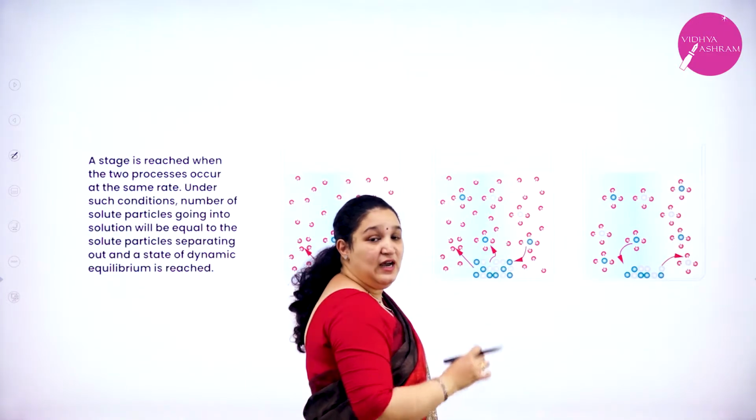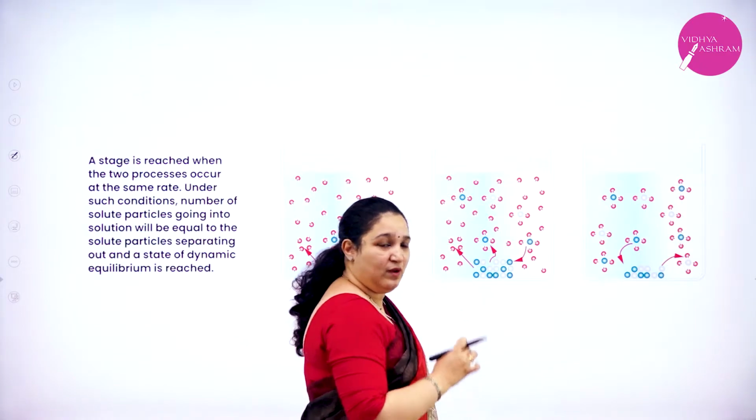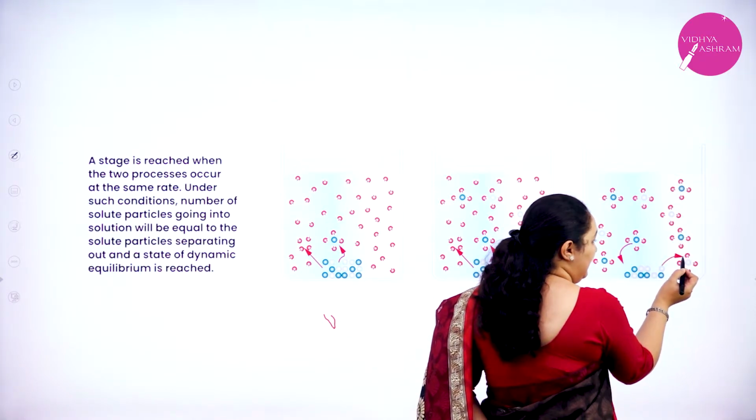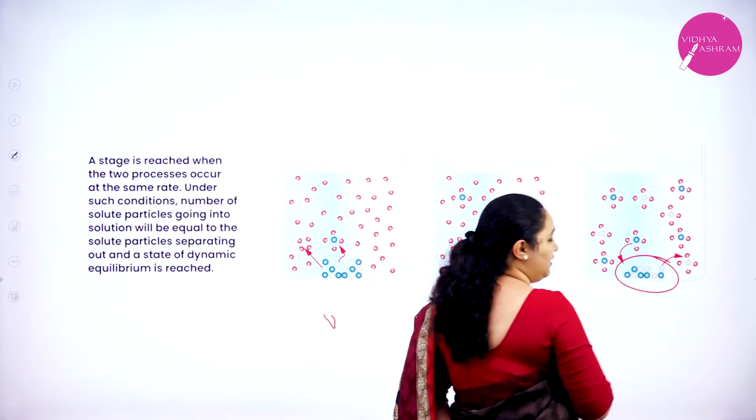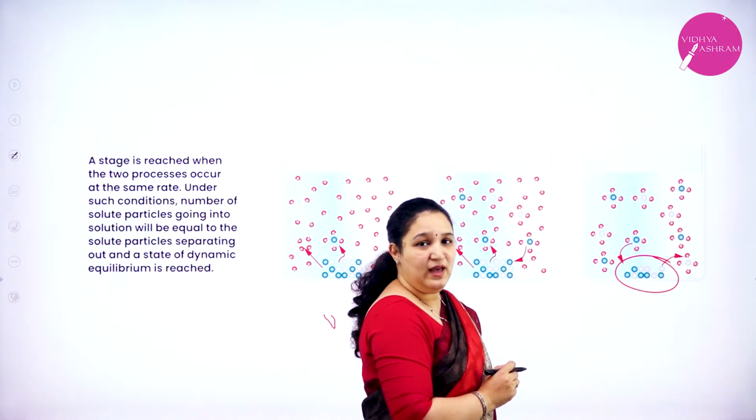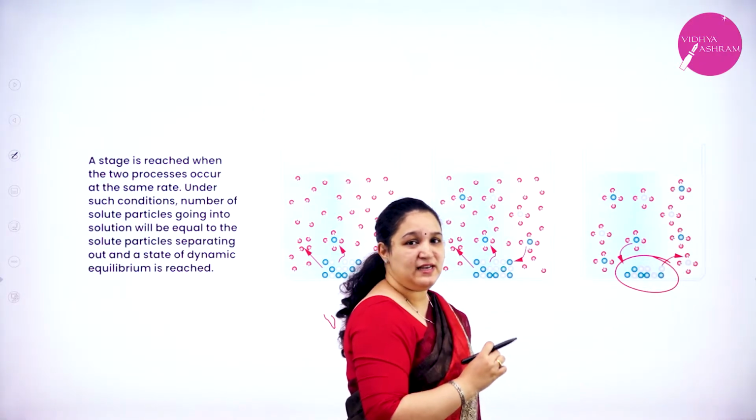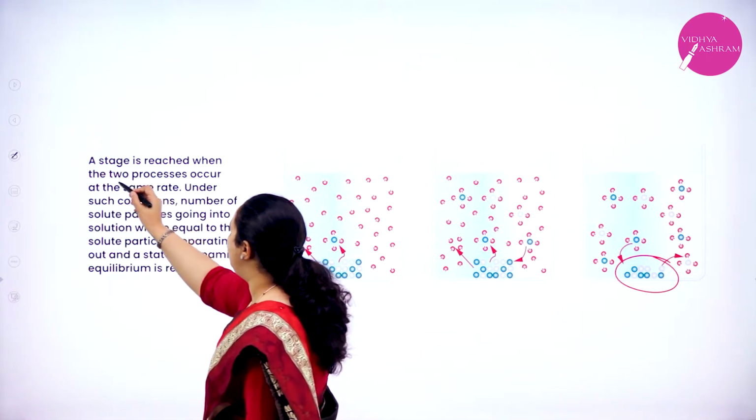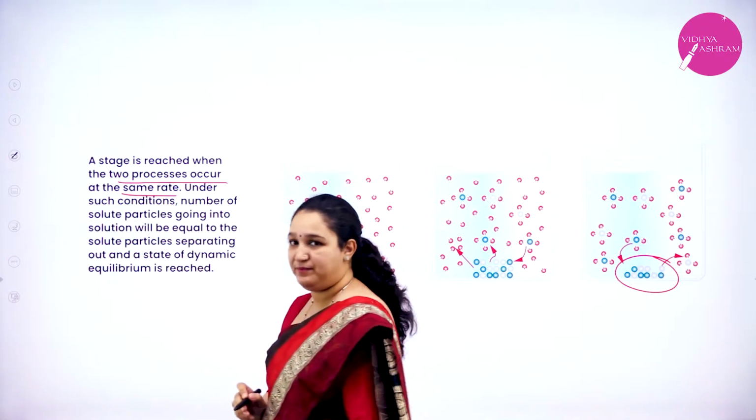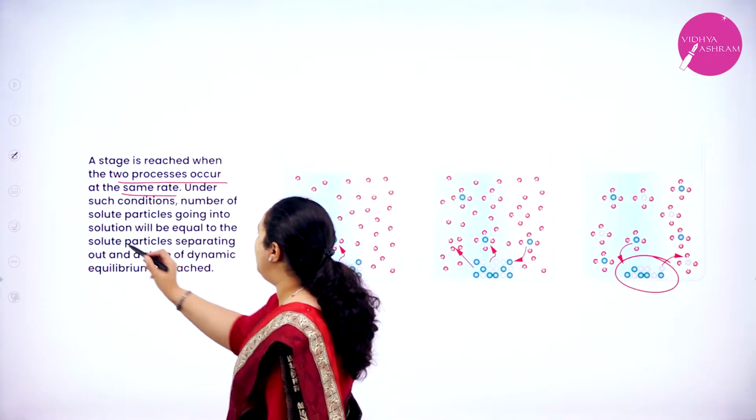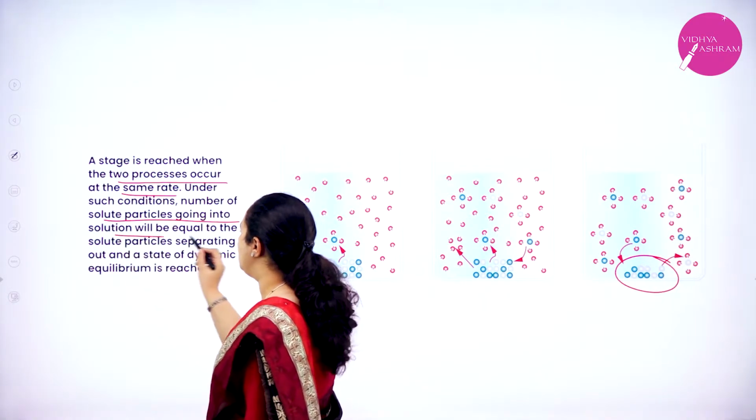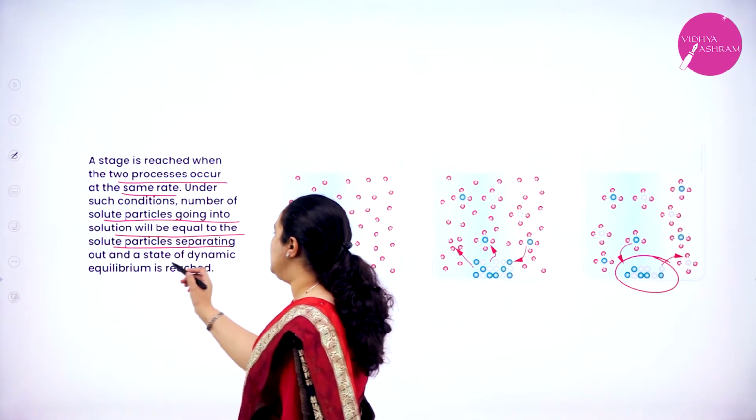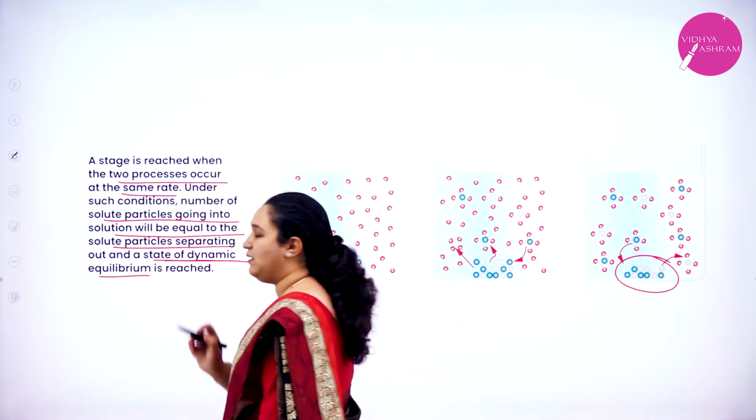the crystal. At one point of time, the number of particles which are dissolving will be equal to the number of particles which are getting crystallized. Okay, and that stage is called the equilibrium state. A stage is reached when both processes occur at the same rate. Under such conditions, the number of solute particles going into the solution will be equal to the solute particles separating out, and this state of dynamic equilibrium is reached.